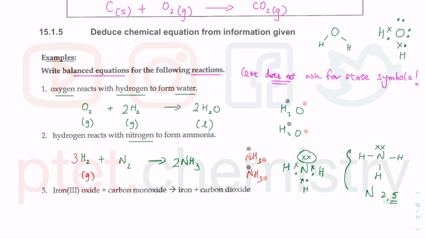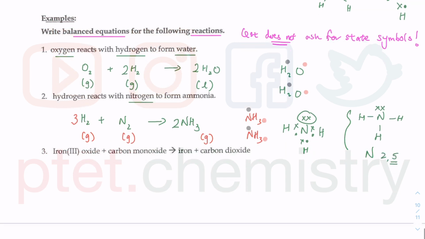Hydrogen is a gas, nitrogen is a gas at 25 degrees Celsius, NH3 is also a gas at room temperature, which is 25 degrees Celsius. Room temperature is 25 degrees Celsius. So these are all gaseous reactions.